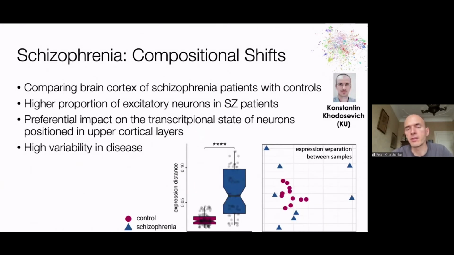Now, this is actually a trend that we see across a number of diseases. So here, going back to schizophrenia, very similar picture. The controls are much more similar to each other than the schizophrenic patients. Now, this just tells you about the distance, right?